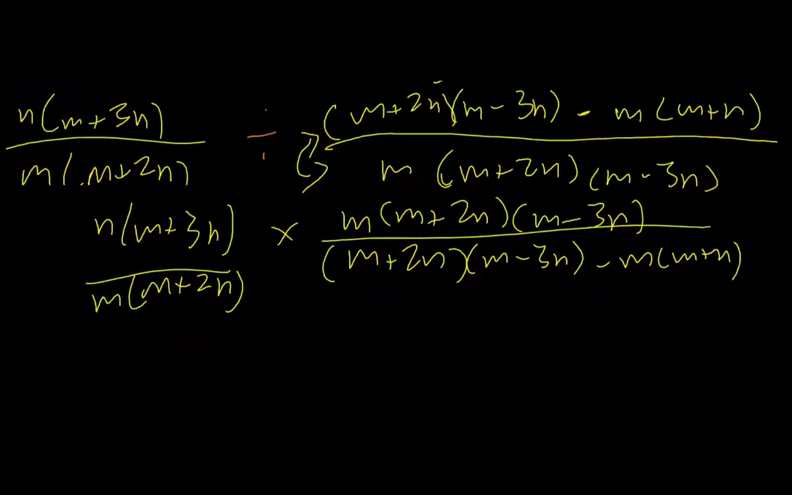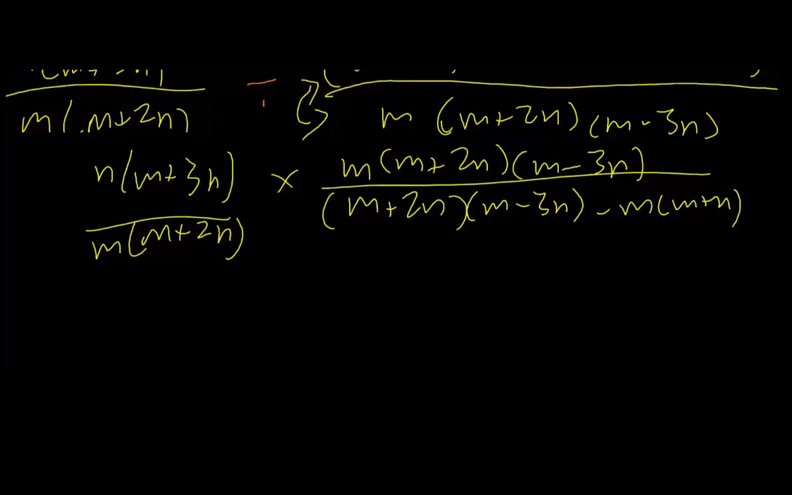Now here is the fun part, cancelling out all the like terms to finally get our result. It's been such a long journey to get to this point. So m plus 3n, there's nothing to cancel out with. m plus 2n, yes, we can cancel right here. I'm going to use this orangey color. So we're going to cancel that out with this, they're like terms.